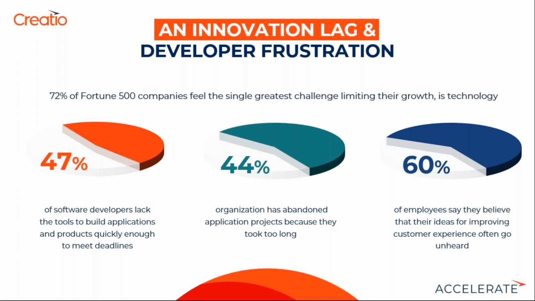Another key frustration, it's not so much a frustration for the developers, but frustration for the employees that they're supporting. 60% of employees say that they believe that their ideas for improving things like customer experience go unheard. Sometimes your best ideas, your innovative ideas, come directly from your frontline employees that are interacting with your customers. Those frontline employees that might be managing operations. Some of your best ideas come from those day-to-day frontline workers, and developers. If they're not taking that into consideration, you're not going to be able to innovate, right? There's going to be a lag in that.